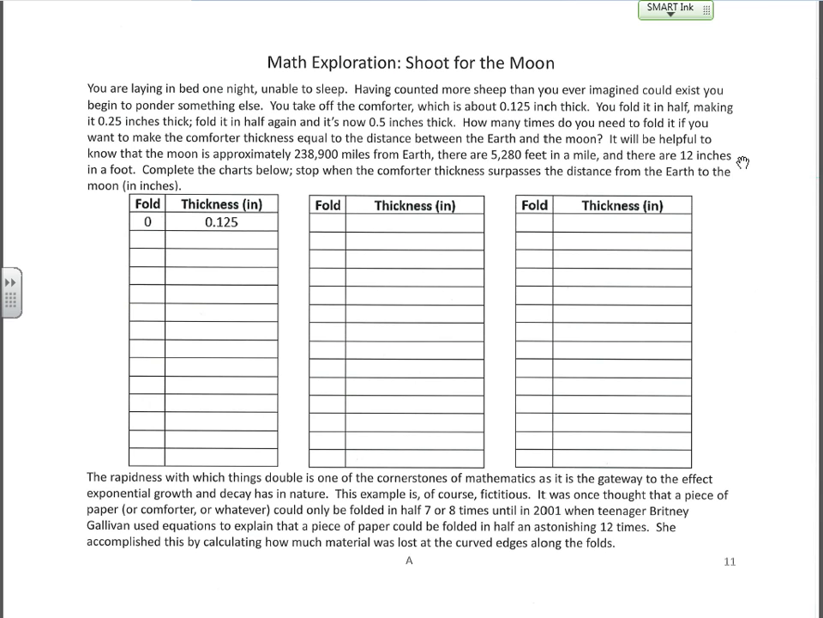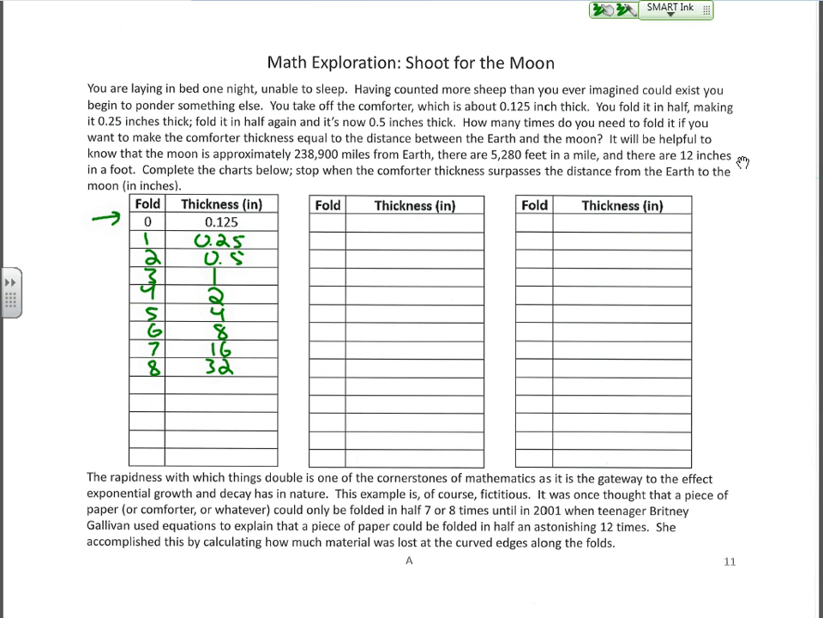And so essentially, starting with 1/8 of an inch, which is the given thickness, after one fold, it's 1/4 of an inch thick. After 2 folds, it's 1/2 an inch thick. Your third fold, now it's 1 inch thick. Fourth fold brings it to 2. Fifth fold, 4. Sixth fold, 8. Seventh fold, 16. Eighth fold, 32 inches, and so on and so forth.